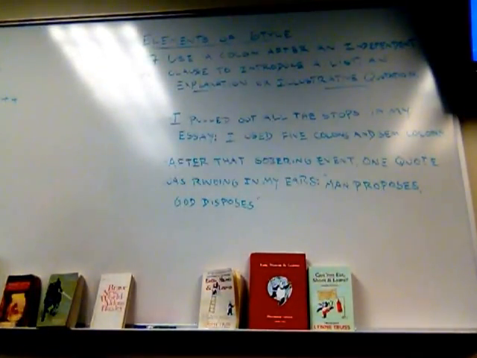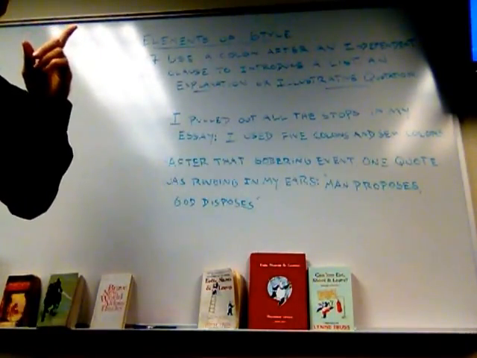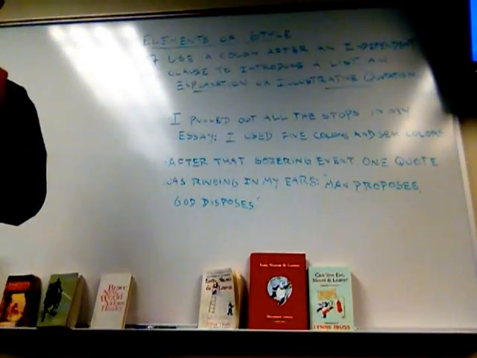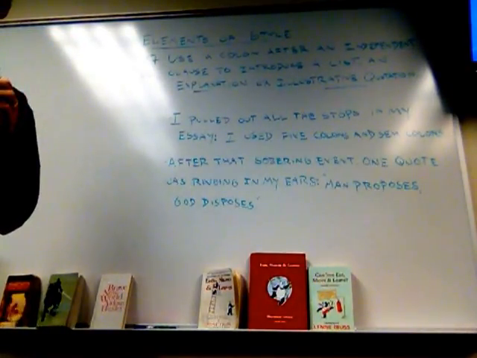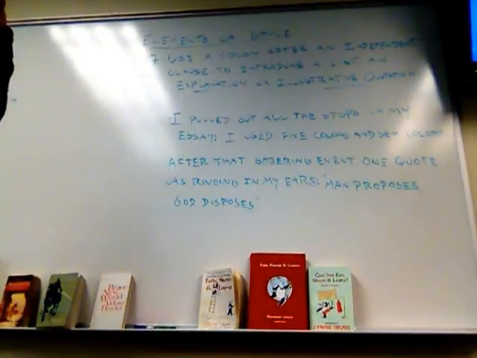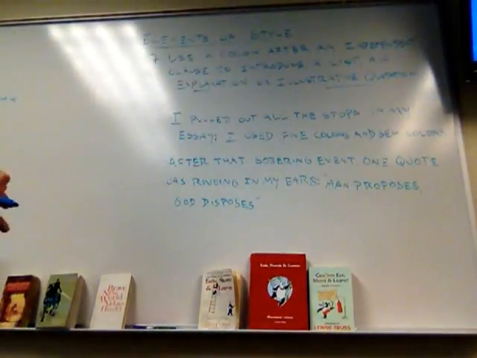And of course, back to the technical rules I mentioned at the start of the home lesson, it always has to have an independent clause before it. And it's never going to separate a verb from its complement or a preposition from its object. So use a colon after an independent clause to introduce a list, an explanation, or an illustrative quotation.